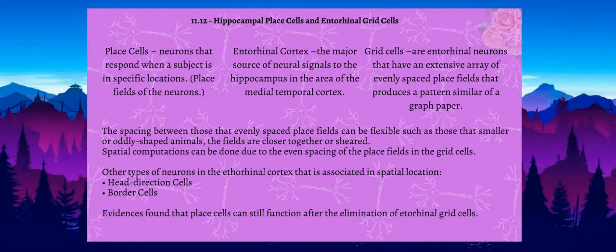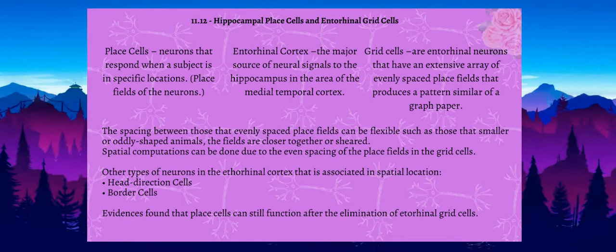Other types of neurons in the entorhinal cortex that are associated with spatial location are head direction cells. These are tuned to the direction of head orientation. And also border cells. This is when the cell fires when the subject is near the borders of its environment.